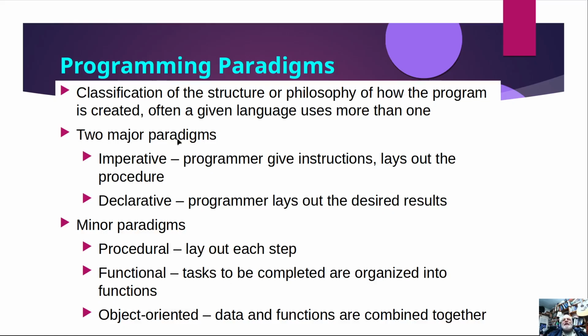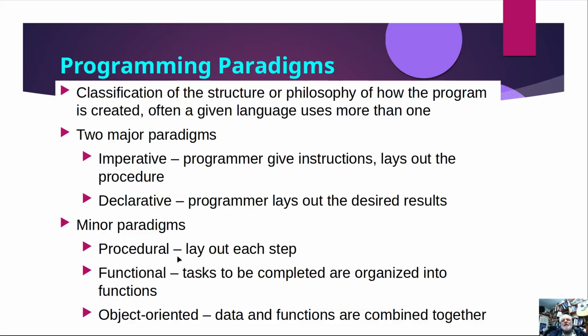So we have two major paradigms for programming. We have what's called imperative, where the programmer gives step-by-step instructions of what the program is going to do. And then there's a paradigm called declarative, where the programmer lays out the results that you want and then you run it. With AI coming into play, declarative is getting much more popular because you can just say, hey, this is what I want, and then the AI can build the program.